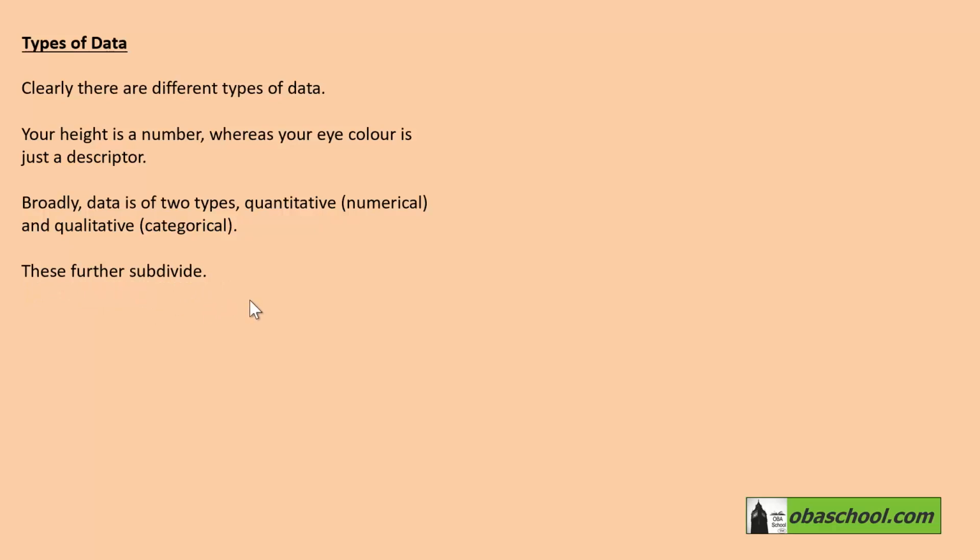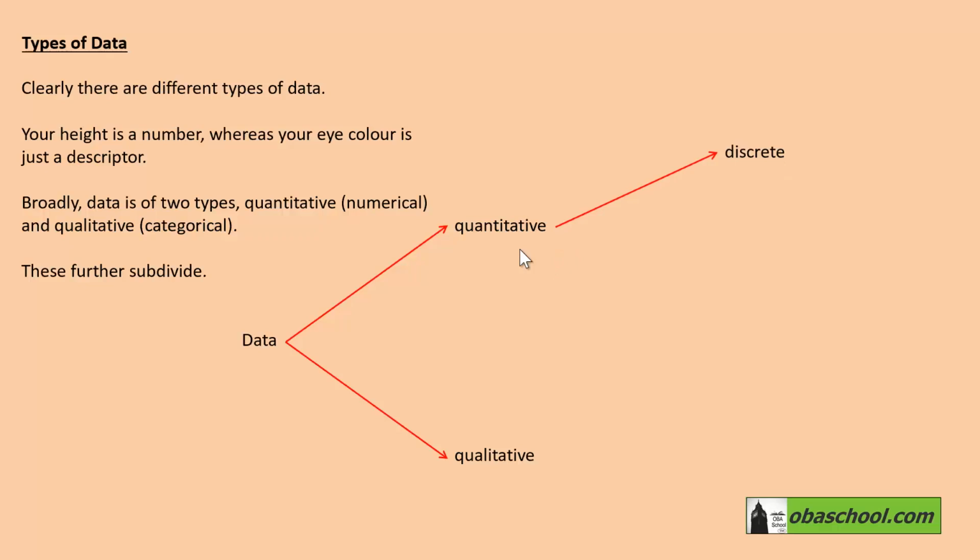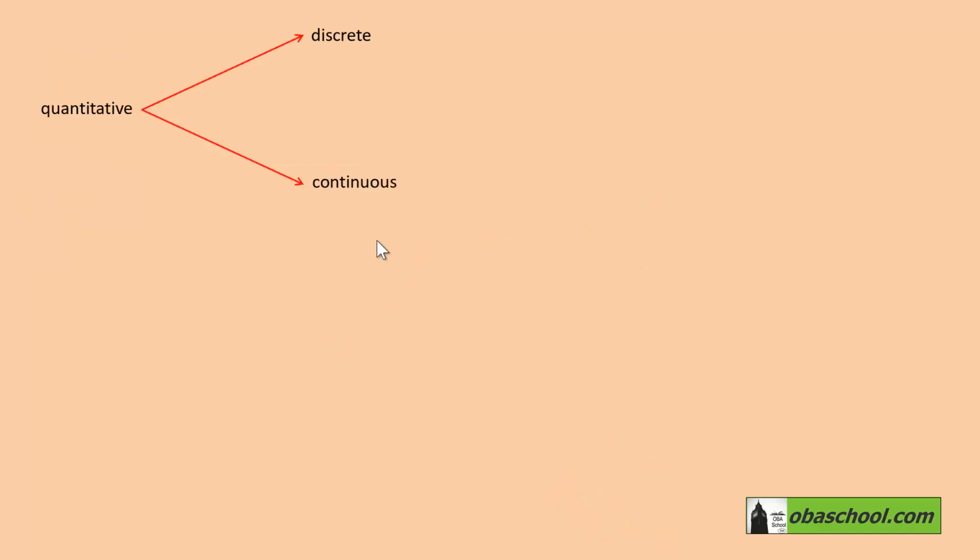These further subdivide. So if we have data here, broadly it's either quantitative or qualitative. But as I said, these further subdivide. Quantitative data or numerical data can be discrete or continuous, and qualitative data can be nominal or ordinal. So let's look at quantitative data first.